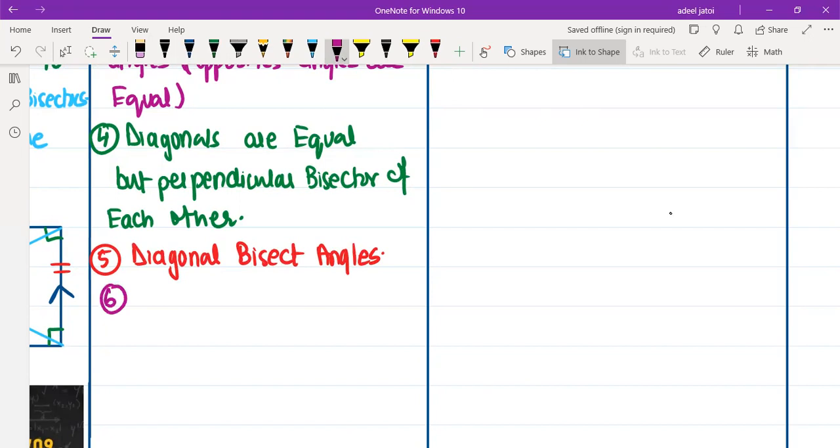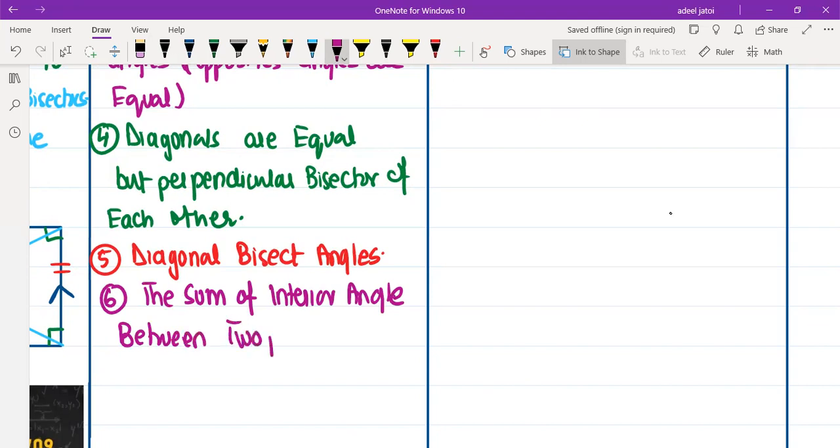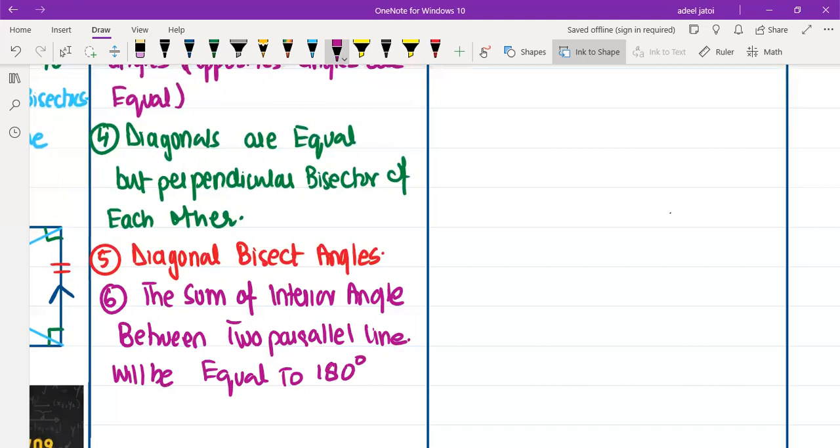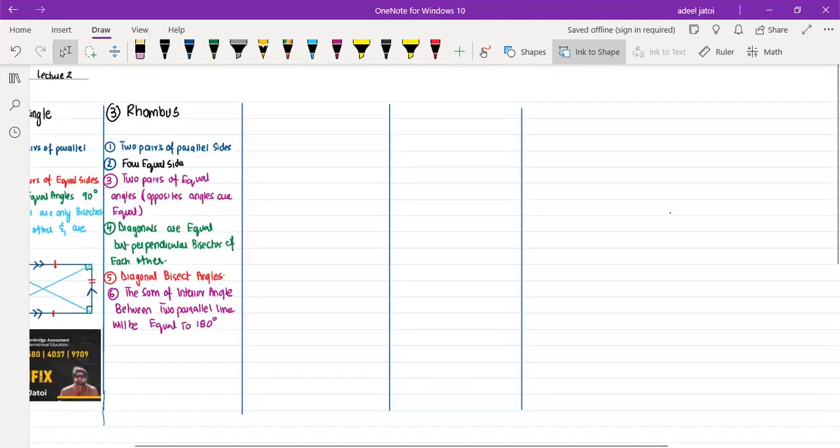And lastly, the sum of interior angle between two parallel lines will be equal to 180 degree. Now these are all the properties of rhombus.